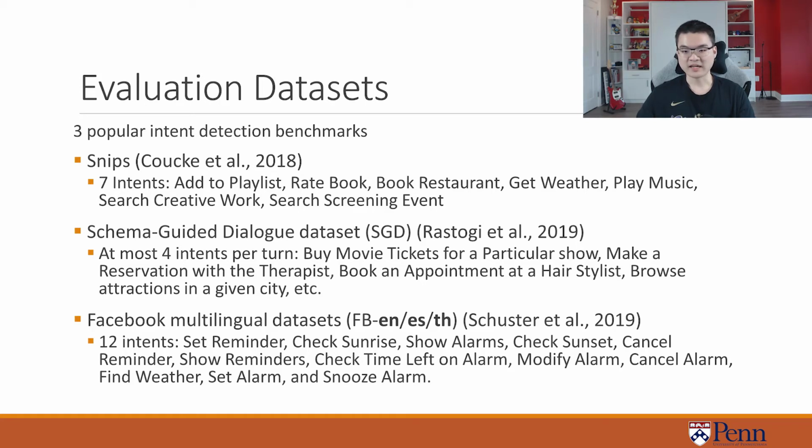We also have the schema-guided dialogue dataset, which was just published last year. This dataset is interesting in that it is multi-turn, meaning that a user can have continuous engagement with a dialogue system. The intents are also pretty interesting, spanning a large amount of domains. For example, you can have buying movie tickets, booking reservation with the therapist or hairstylist, or finding tourist attractions when you're visiting a city. We also have the Facebook multilingual datasets existing in English, Spanish, and Thai. This dataset, to our knowledge, is the only multilingual intent detection dataset. Whereas it includes 12 intents, all of them are pretty similar to each other. For example, you have a category about alarms, and you have a category about weather, etc.